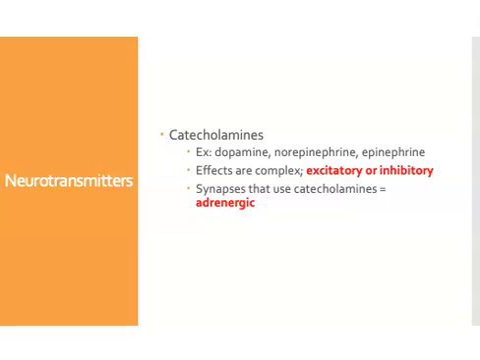Now there's another group of neurotransmitters that's called catecholamines. Examples of catecholamines are dopamine, norepinephrine, and epinephrine. Now you've probably heard about dopamine as being involved in pleasure centers. Dopamine is critically important, for example, in addiction. You've also probably heard of epinephrine, but you may have heard it called a different name. Epinephrine also goes by the name adrenaline.